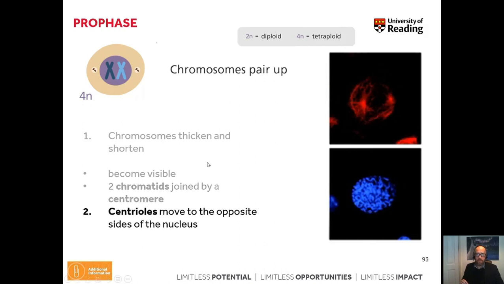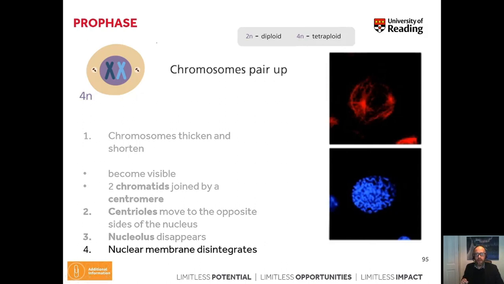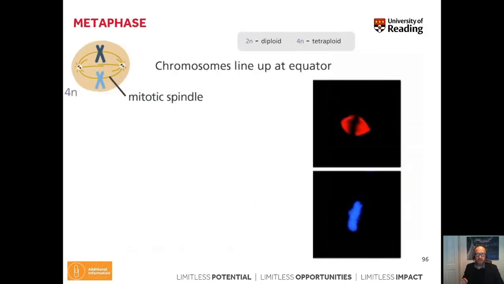by a centromere. The centrioles move to the opposite side of the nucleus, and those are the centrioles in the schematic view, and the nucleolus disappears. Moreover, the nuclear membrane, which is surrounding the nucleus in all other phases of the cell cycle, disintegrates.